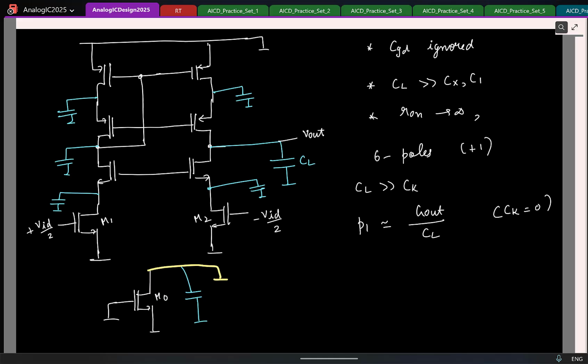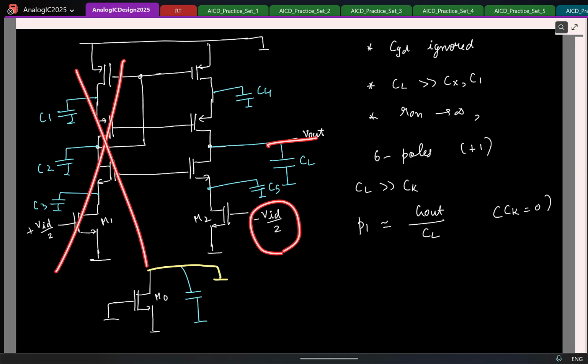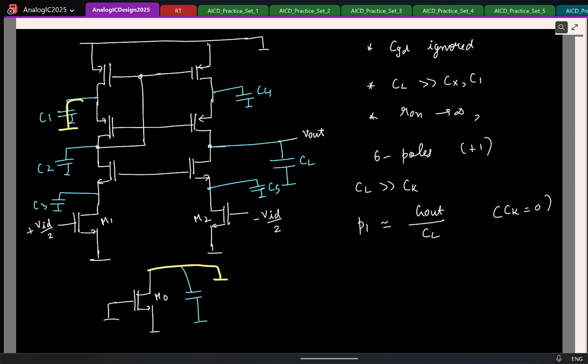Four. Which four? Let me label these. Now tell me which capacitors can be shorted. C1, C2, C3, C4. At least logically it should make sense. I don't need to have the left half to get a non-zero output, right? Because I'm feeding something to the right side half. So even if the left side half is completely gone, I'm fine. So I can short all of these three. Definitely three.